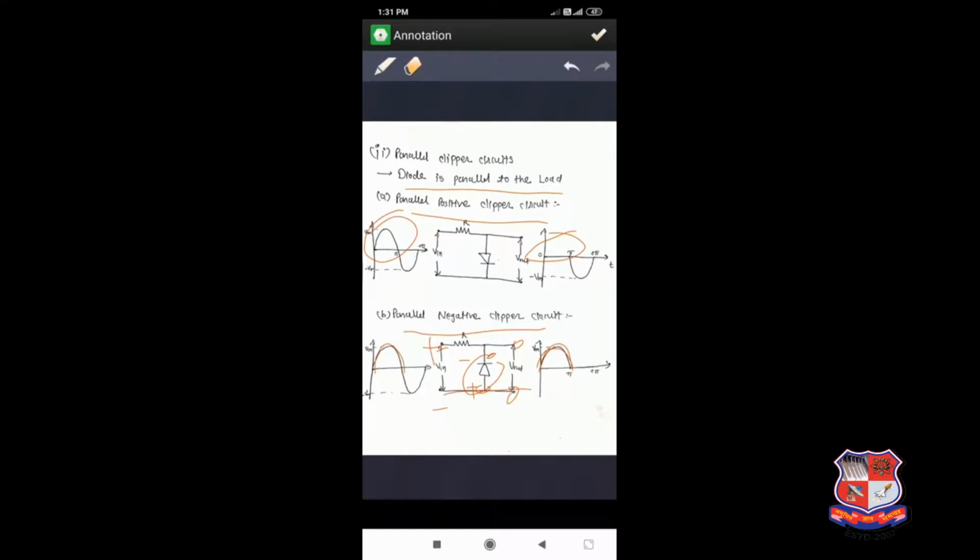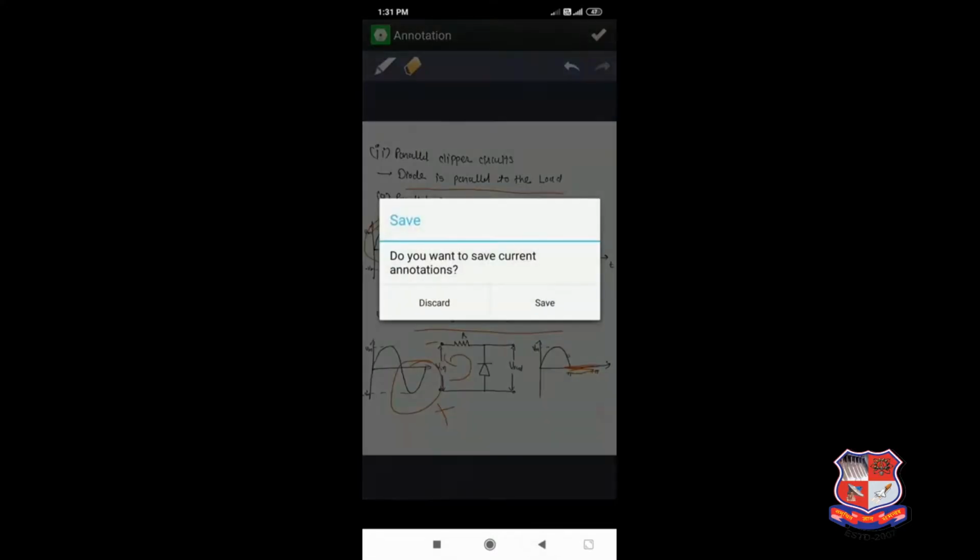Now for the negative cycle, if we apply the negative cycle, then this terminal is minus, this terminal is plus, so this diode is in forward bias, and current flows through this diode. The diode is in conduction mode, so the output voltage is 0. So this is a parallel negative clipper circuit.